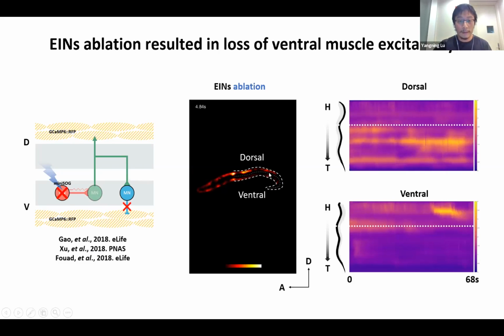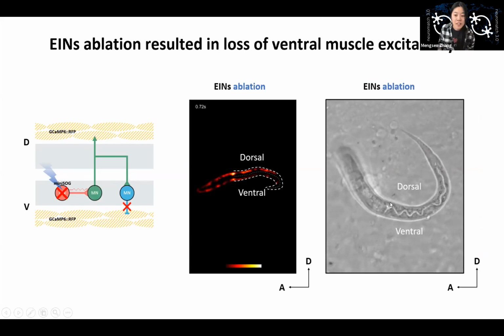And the fact that we can see the dorsal activity is consistent with our previous findings, where upon ablation of premotor interneurons, the excitatory motor neurons are central pattern generators, where they can generate activities that activate the dorsal side. So this is consistent with our previous finding for the central pattern generators. What's really unexpected is that we saw a loss of ventral muscle activity in this approach.